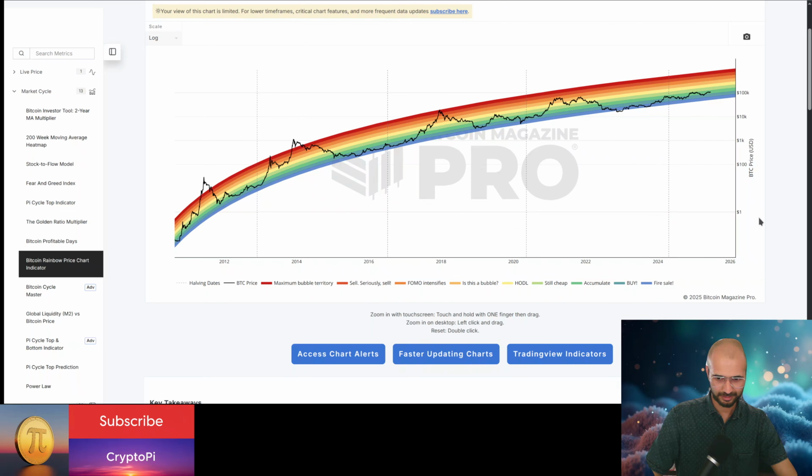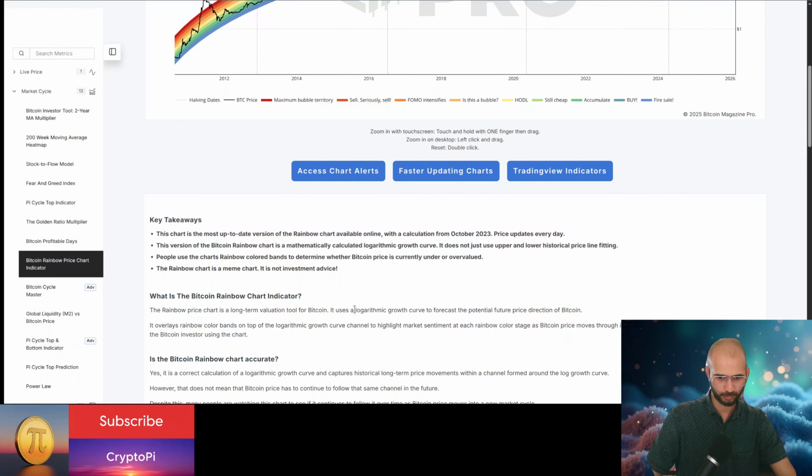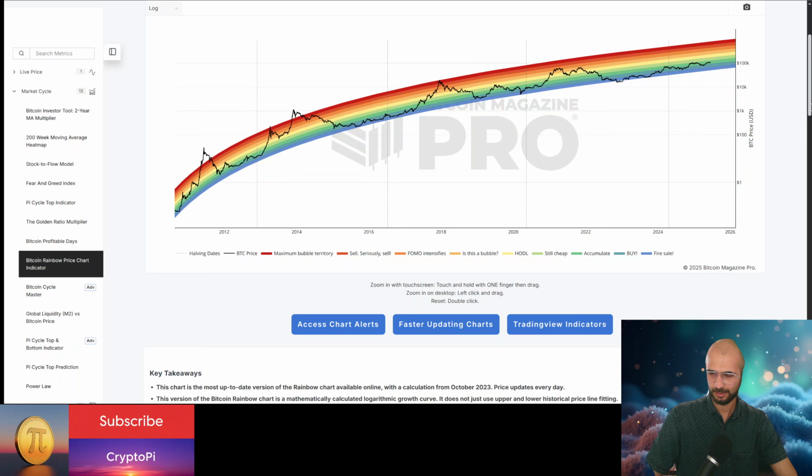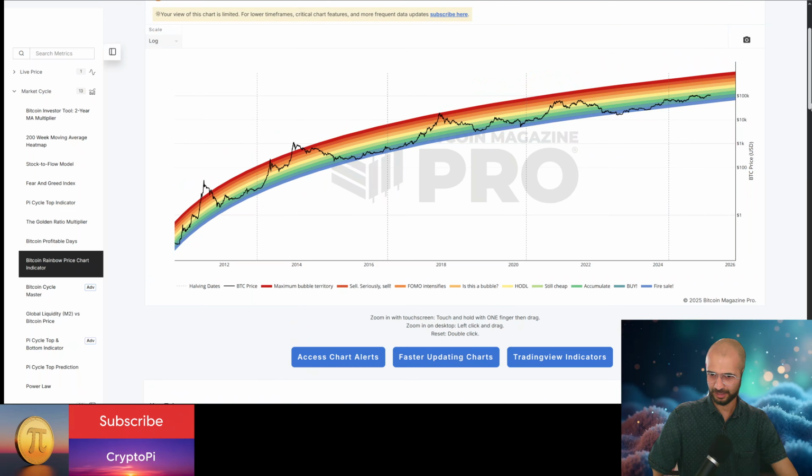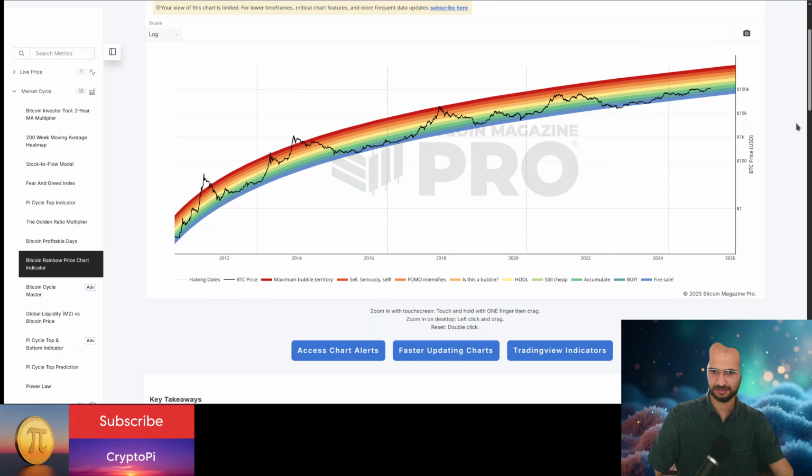This one, they are using a logarithmic growth curve to forecast the future price of Bitcoin. But we can use this to identify when the accumulation phases and the distribution phases are. According to previous cycles, whenever the price crosses above the red regions, it's quite likely to be a distribution phase. Distribution is basically when the reversal happens in the price action. And the opposite is when it crosses below the green bands. That's when the accumulation phase starts.